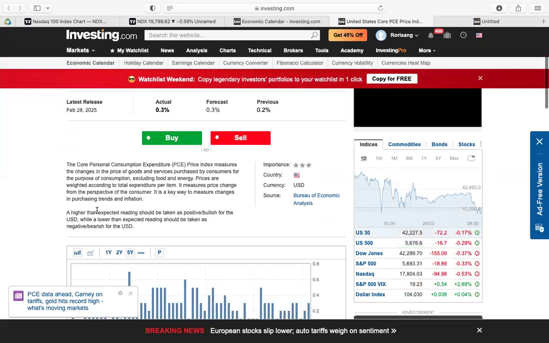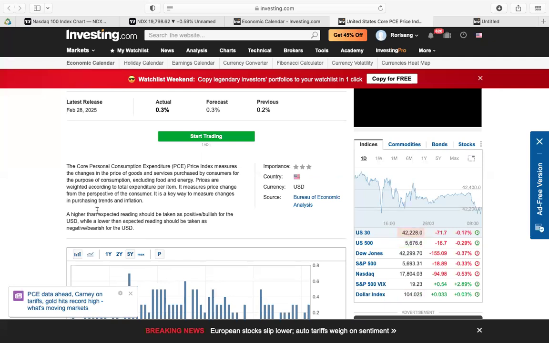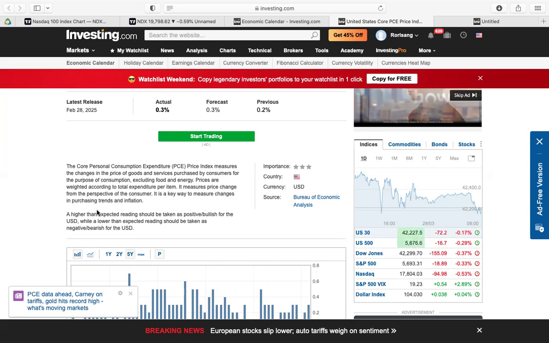The core personal consumption expenditure price index measures the changes in the price of goods and services purchased by consumers for the purpose of consumption, excluding food and energy. Prices are weighted according to the total expenditure per item. It measures price change from the perspective of the consumer. It is a key way to measure changes in purchasing trends and inflation. So the only interesting paragraph is this one.